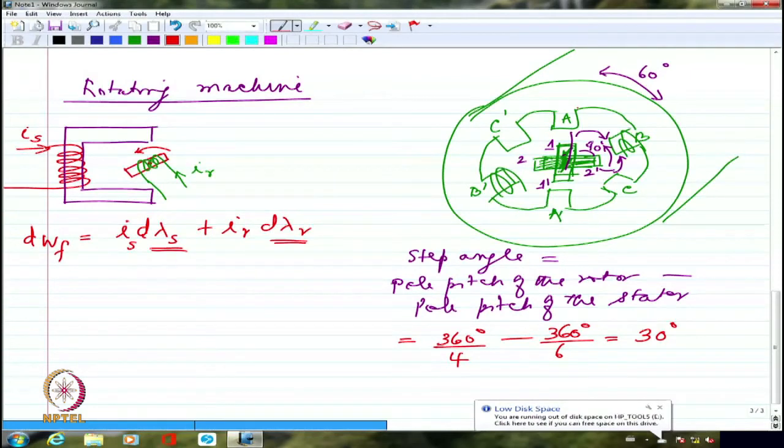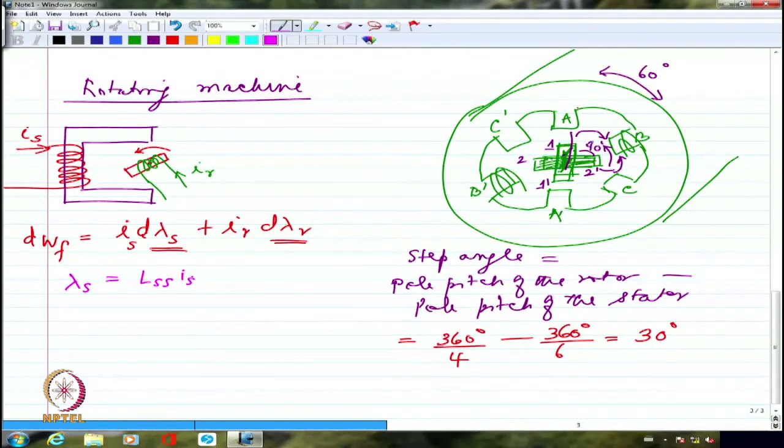So I can write that lambda s is equal to LSS IS, where LSS is its own self-inductance. That is the induced EMF that will show up because of its own current. Plus, I definitely have to write LSR, which is the mutual inductance between the primary and the secondary, like what we talk about in the transformer, or between the stator and rotor in this particular case, the two windings, multiplied by IR. This is my stator side flux linkage.